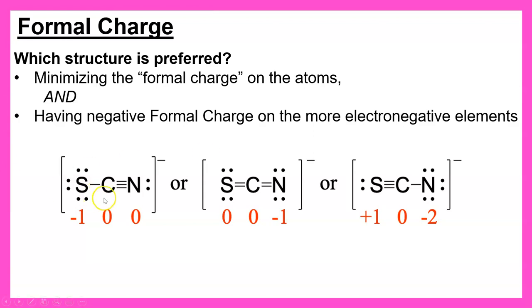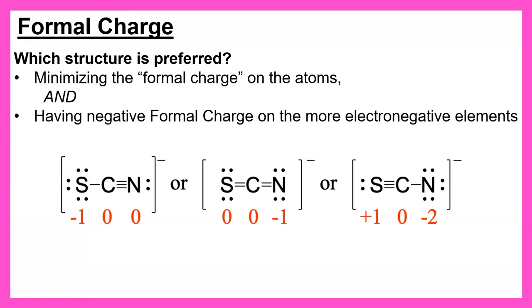So here I have three resonance structures. They all have the atoms connected in the right order. They all have the right number of electrons drawn. We are trying to figure out, of these three, which is the better one. Which one is your teacher probably going to put on an answer key?